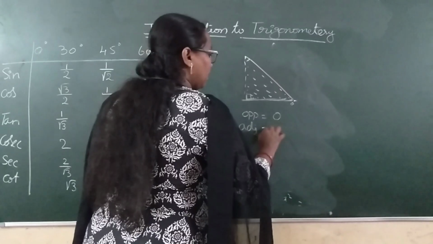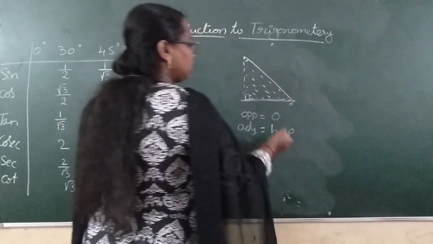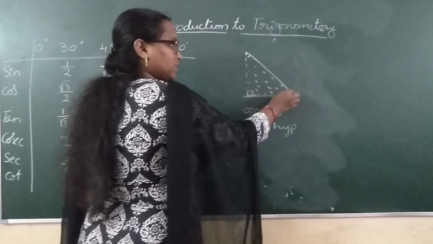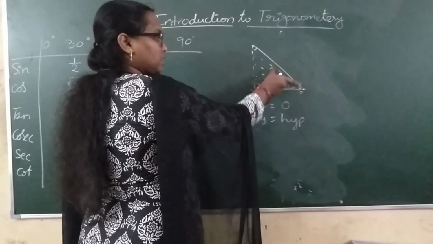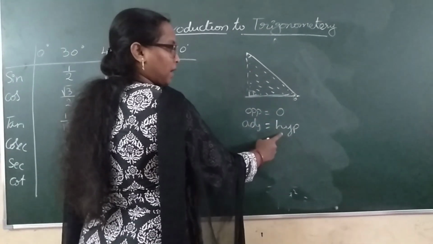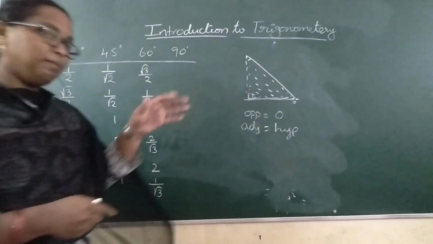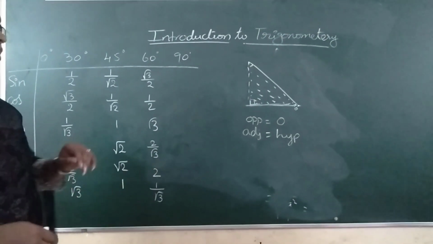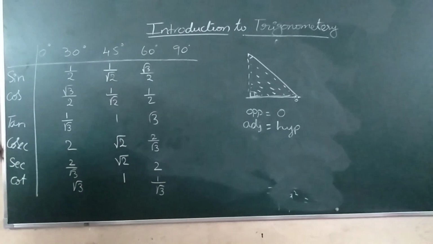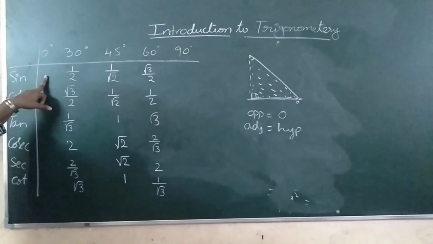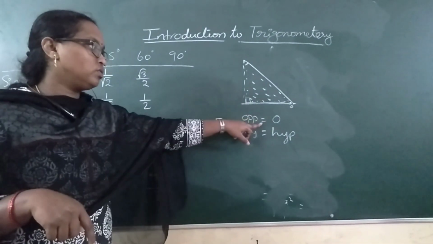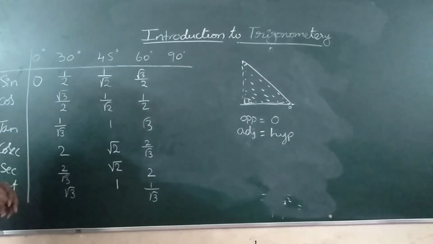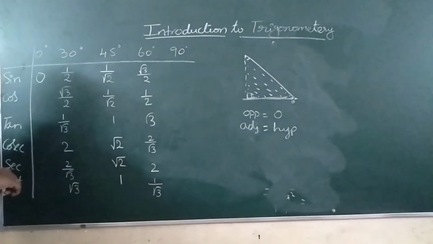Adjacent equals hypotenuse, since this hypotenuse has fallen on this adjacent side. Since we are taking this angle, right? So this hypotenuse has fallen on the adjacent. So adjacent has become hypotenuse. The complete length of the opposite will become 0. Am I clear? Right? Now, at that condition, sine value is what? Opposite by hypotenuse. Opposite value is 0. 0 by anything? 0. Now, cos 0.